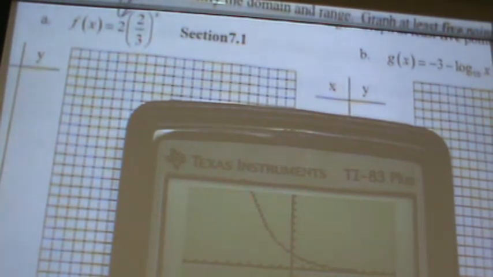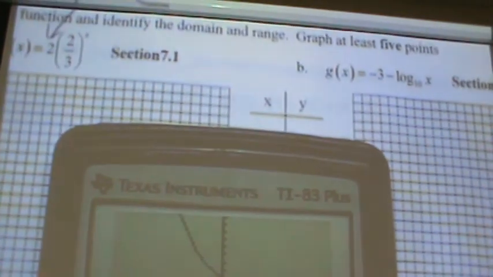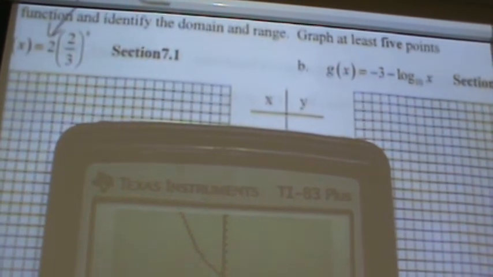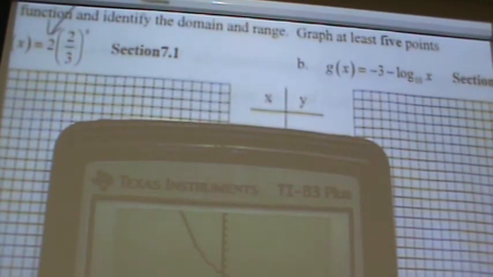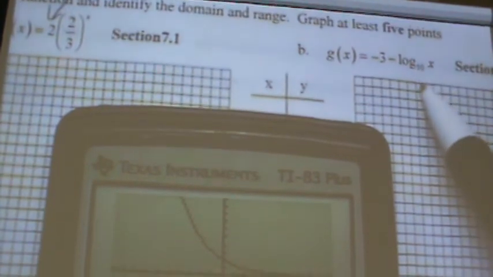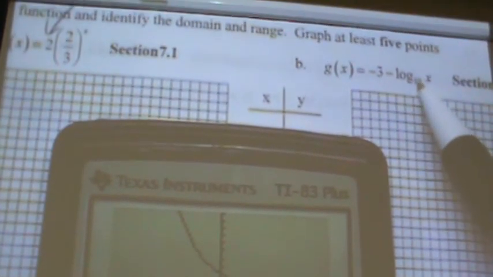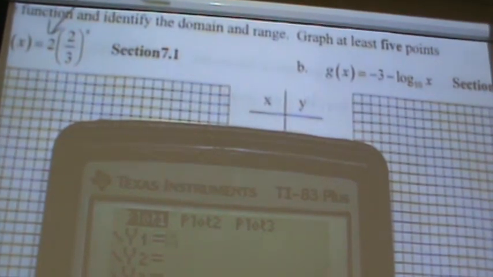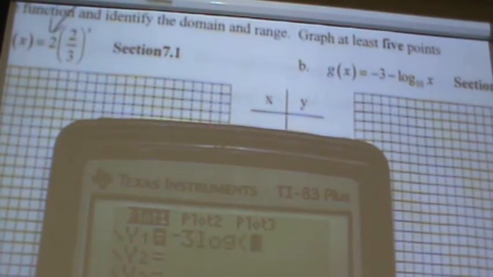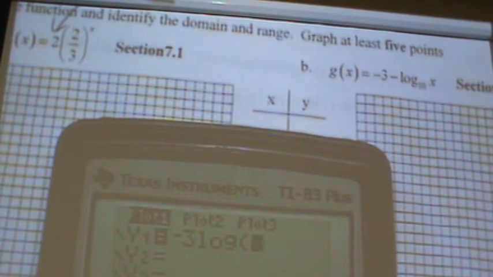Okay. For the long one, we did this one by hand. We did the table, we did all the steps. Type it in your calculator, that's probably the easiest thing you're gonna do. Now, if it's in base 10, you don't need the base. So how could you use your calculator to type this one? -3 log x.